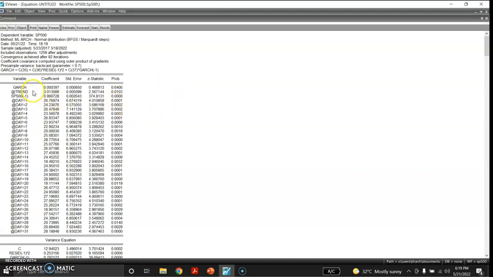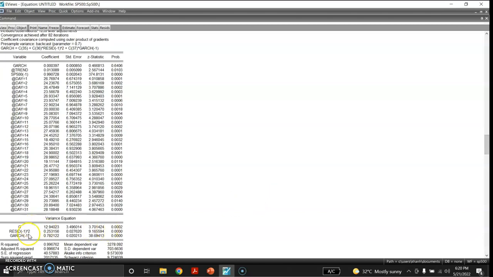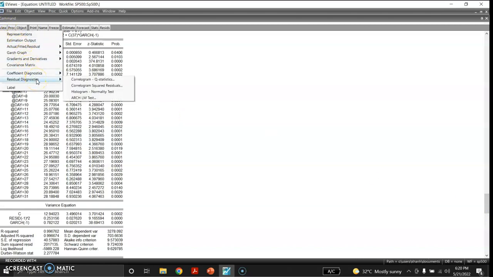See, only the GARCH coefficient is not significant, the trend coefficient is significant, and all the lagged values of SP500 are also significant, and all the dummy variables for day are also significant. And this is the variance equation in which the GARCH with lag 1 is significant, the previous residual squared is also significant, and the constant value is significant, R squared value is 0.99, and so on. And the Durbin-Watson value is 2.27.